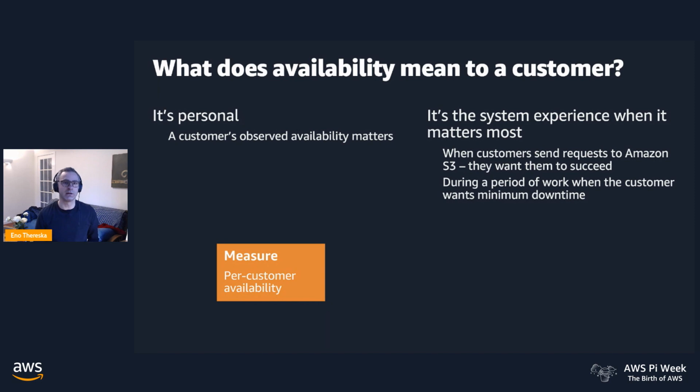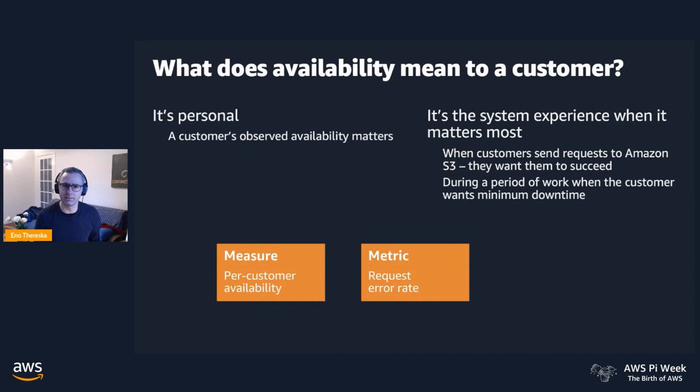So naturally, a metric here is the request error rate. How often did they succeed? How often did they not succeed? Now, that's not going to be enough, because if you measure averages throughout the entire day, things might look good. But perhaps during a period of work when the customer really, really needed to get some work done, during like a 5-minute interval or a 10-minute interval, things were not working well.